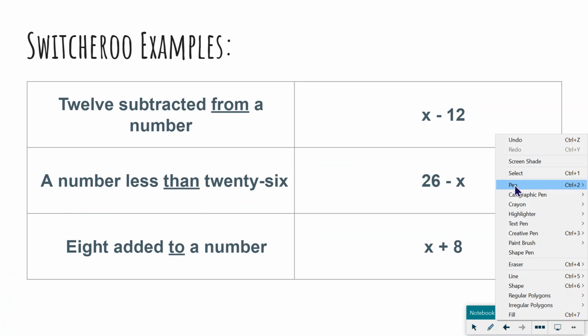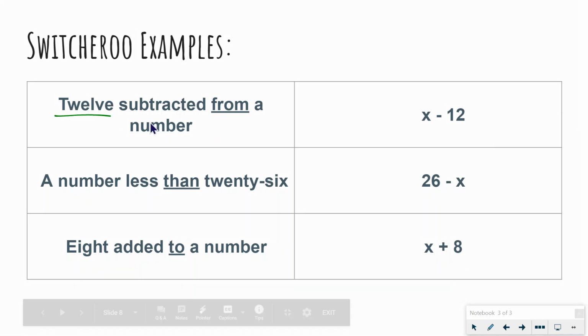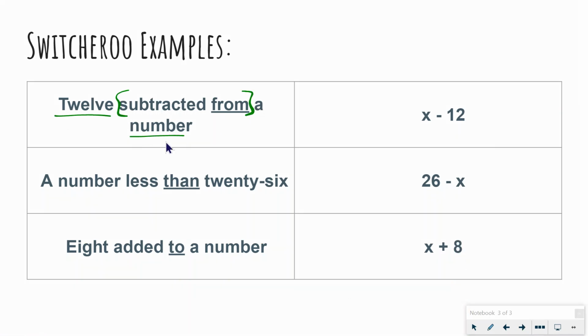So if I have this expression, 12 subtracted from a number, just grammatically what that really means is that I'm taking some number. If I were to directly translate that over top of this sentence, it would say 12 subtraction, so the subtraction symbol from a number would just be x at the end. So this order is actually incorrect just based on what this actually means.